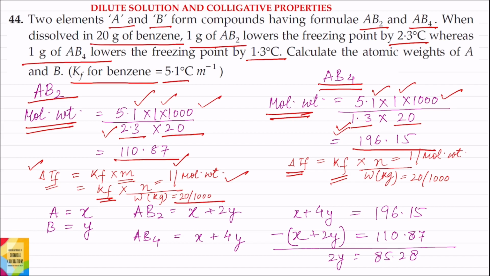Now let us assume that atomic weight of A is equal to X and atomic weight of B is equal to Y. Now one molecule of AB2 has one atom of A and two atoms of B.